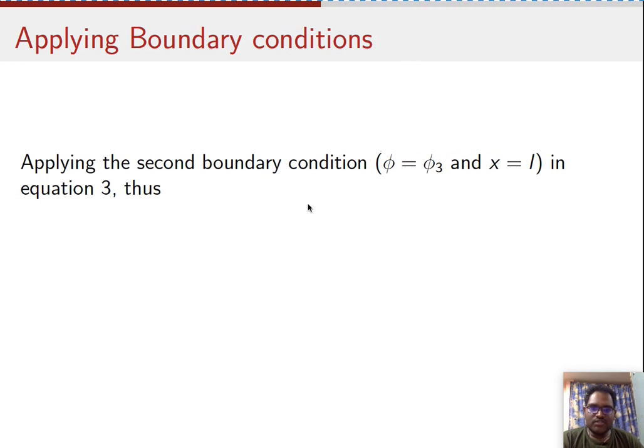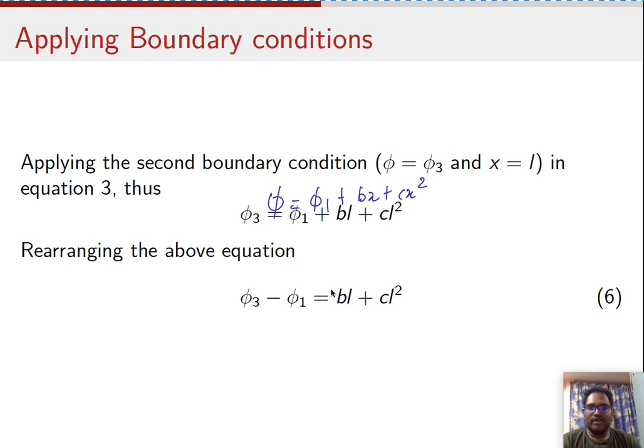The last boundary condition is where you substitute phi is equal to phi 3 and x is equal to L in equation 3. What is equation 3? If you try to recollect, it is phi is equal to phi 1 plus bx plus cx square. Here just substitute the value of x, which is L. Once you do that, it is phi 3 equals phi 1 plus bL plus cL square. Rearranging it, you have phi 3 minus phi 1 equals bL plus cL square.